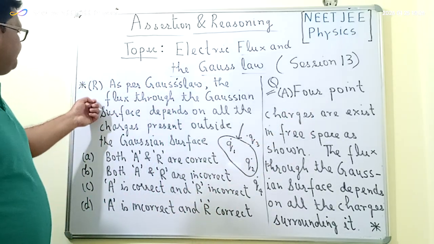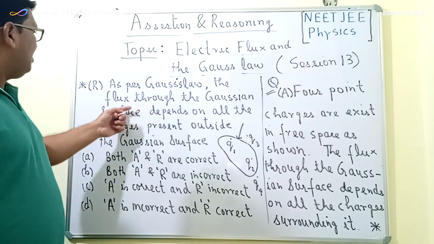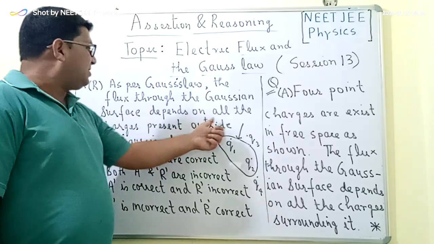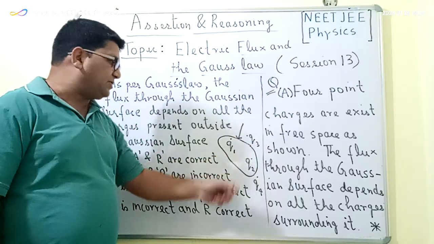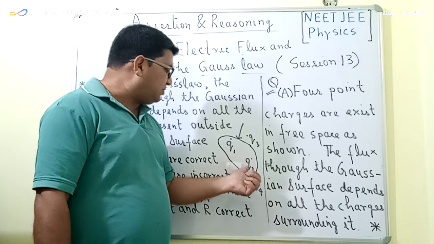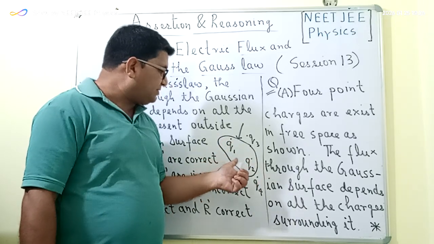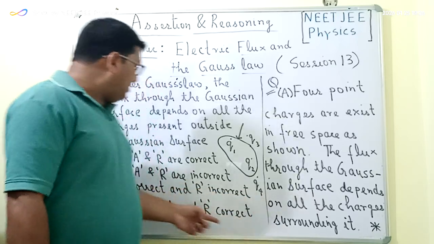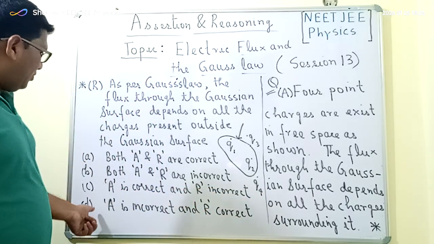And the reasoning is also wrong because as per the Gauss law, the flux through the Gaussian surface depends only on the charges enclosed by the Gaussian surface. So in this case, the flux will depend on the charges Q1 and Q2 which are enclosed by this Gaussian surface. And so in this question, we have been given 4 options.